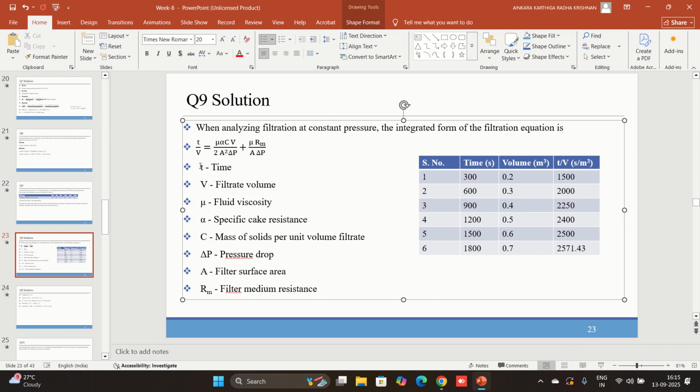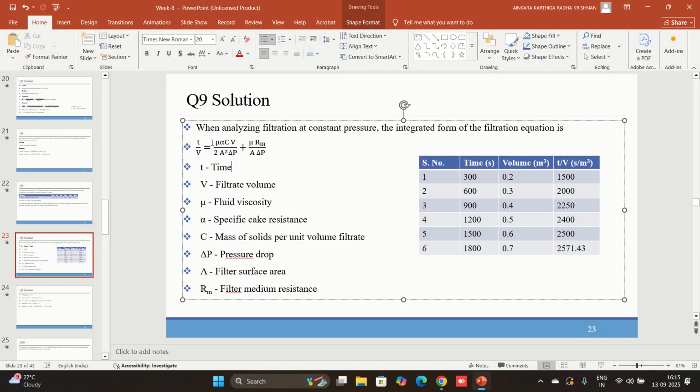So T is the time, V is the filtrate volume, mu is the fluid viscosity, alpha is the specific cake resistance, and C is the mass of solids per unit volume of the filtrate, delta P is the pressure drop, A is the filter surface area, and Rm is the filter medium resistance. This is all similar to what we discussed in question 1.